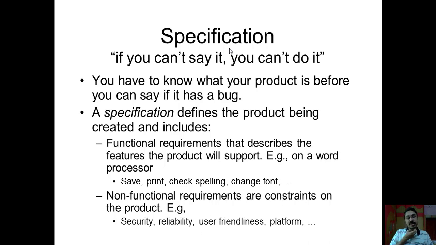Now when the specification is written, there are two different categories in which it can be written. One is called the functional requirement specification, and another one is called the non-functional requirement specification. Now what do you mean by functional requirements over here?